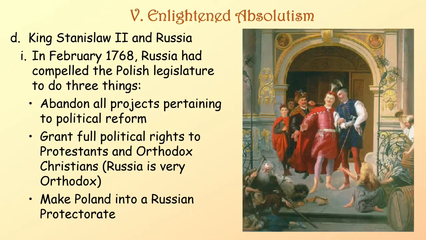So what were those? Well, King Stanislaus II and his relationship with Russia. In February 1768, Russia had compelled the Polish legislature to do three things. Number one, abandon all projects pertaining to any kind of political reform. Number two, grant full political rights to Protestants and Orthodox Christians. Russia is very Orthodox. And number three, make Poland into a Russian protectorate.